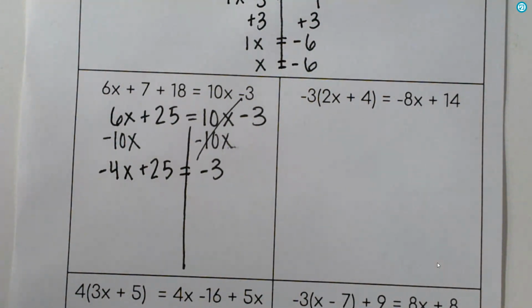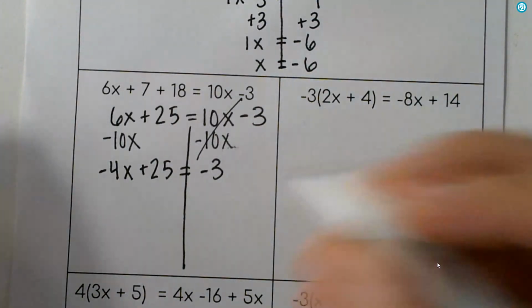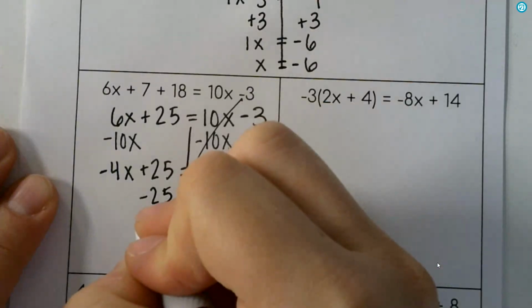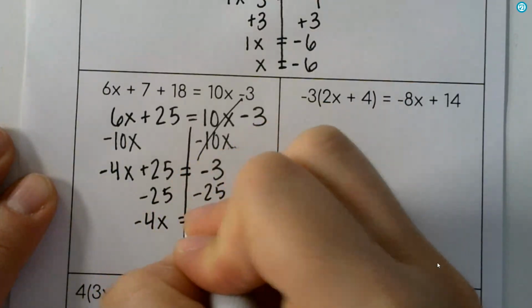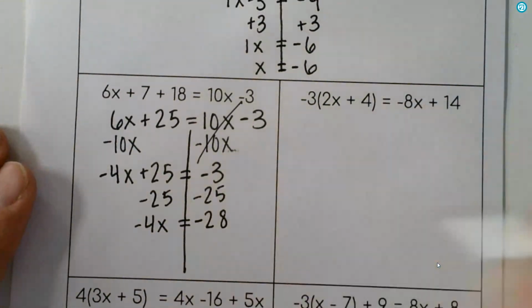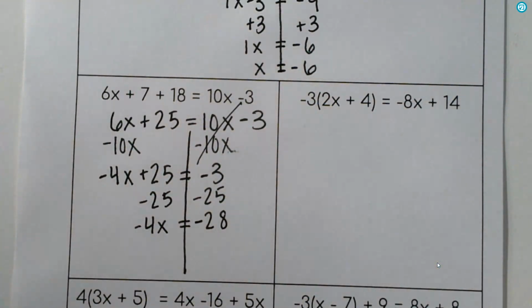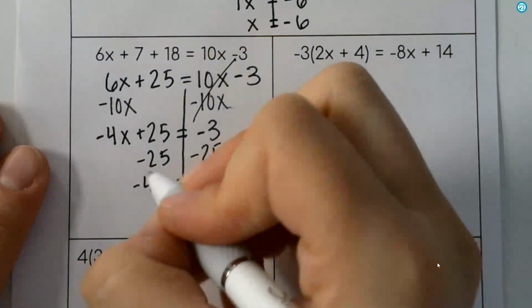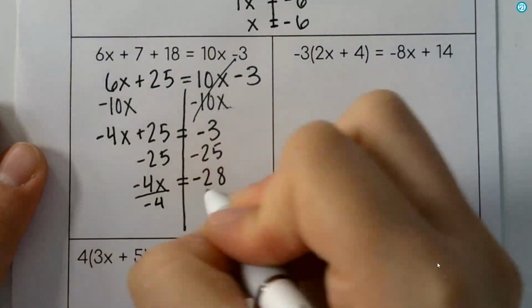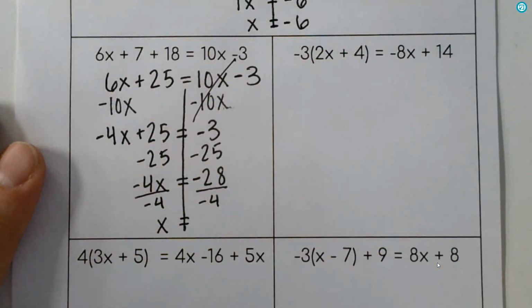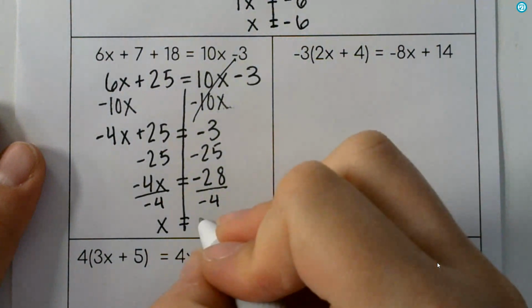Okay, and then from there, regular equation. Subtract 25 from both sides. Negative 4x equals negative 3 minus 25, which is negative 28. And then divide both sides by that negative 4. You get x equals, negative divided by a negative is positive, and then 28 divided by 4 is 7.